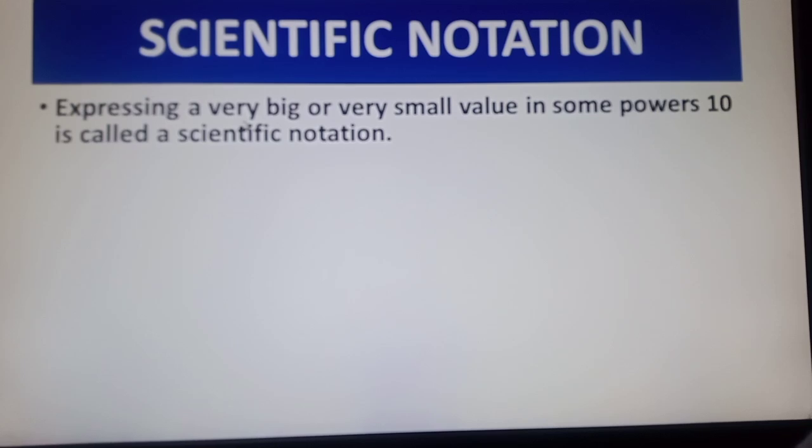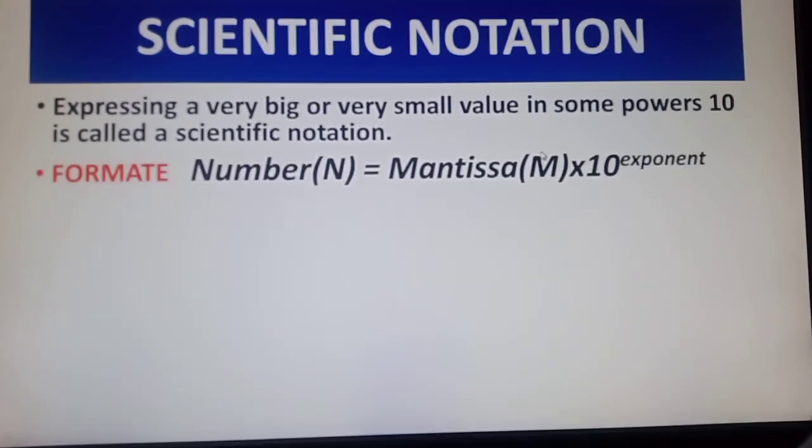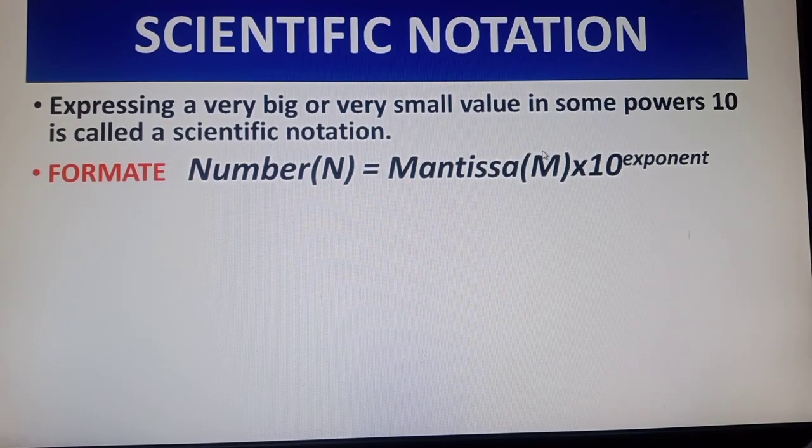What is a scientific notation? Students, expressing a very big or a very small value, as I told you, like mass of Earth or diameter of an atom, in some powers of 10 is called scientific notation. I repeat it, expressing a very big or a very small value in some powers of 10 is called scientific notation. How will a value be expressed in scientific notation? What is the format or syntax of this scientific notation?